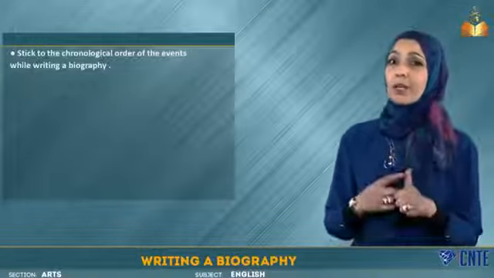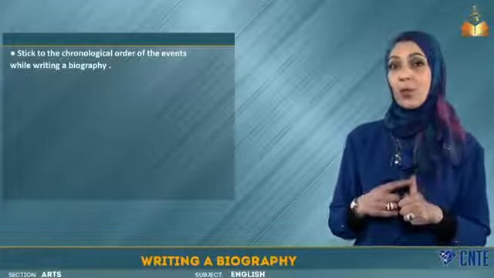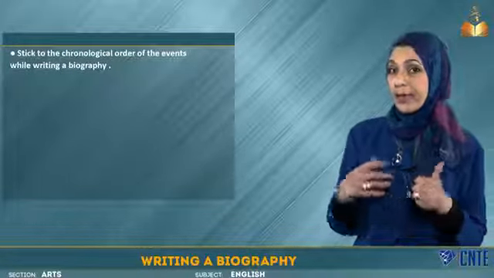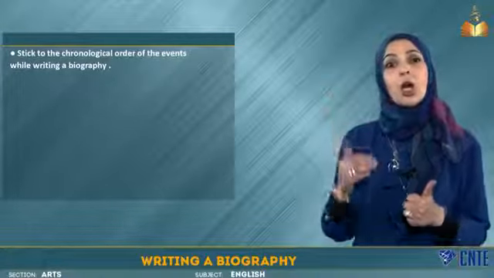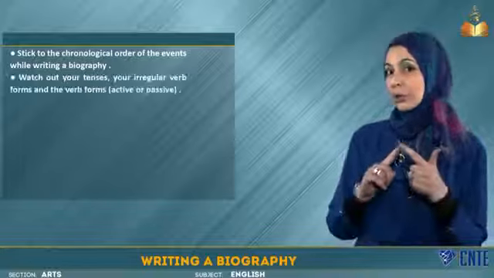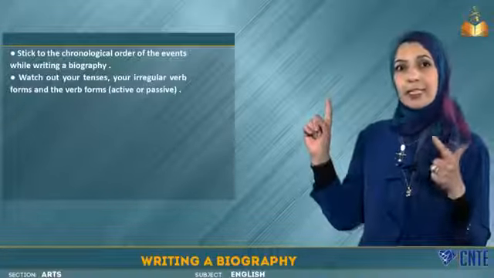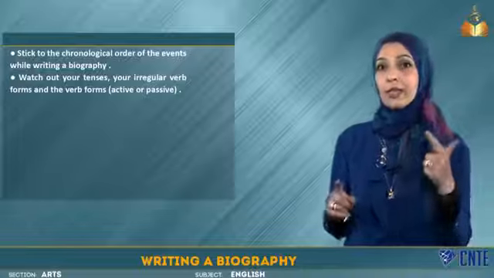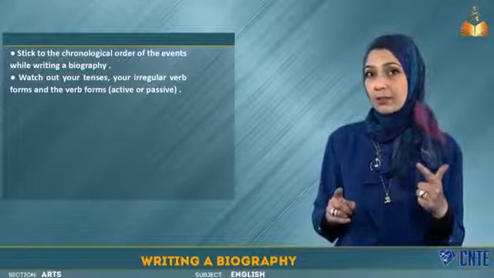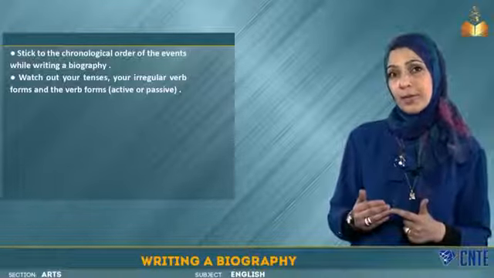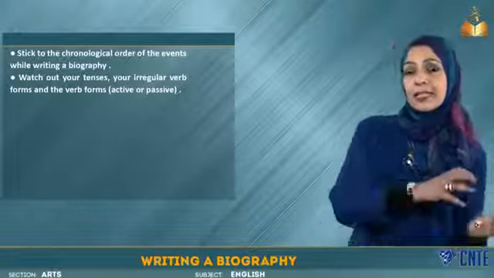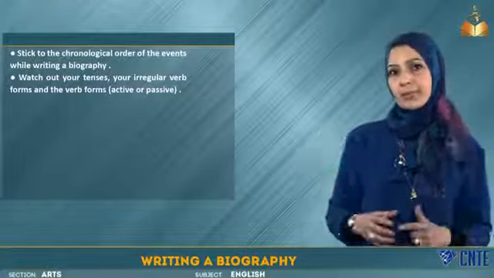Now, before I leave you, I want to give you my top tips that will help you work effectively and get brilliant marks. 1. Stick to the chronological order of events while writing a biography. That is to say, order the events according to their time of occurrence. 2. Watch out your tenses and make sure that they fit the given dates. Moreover, pay attention to the correct use of irregular verbs, as well as that of the active and passive voices.